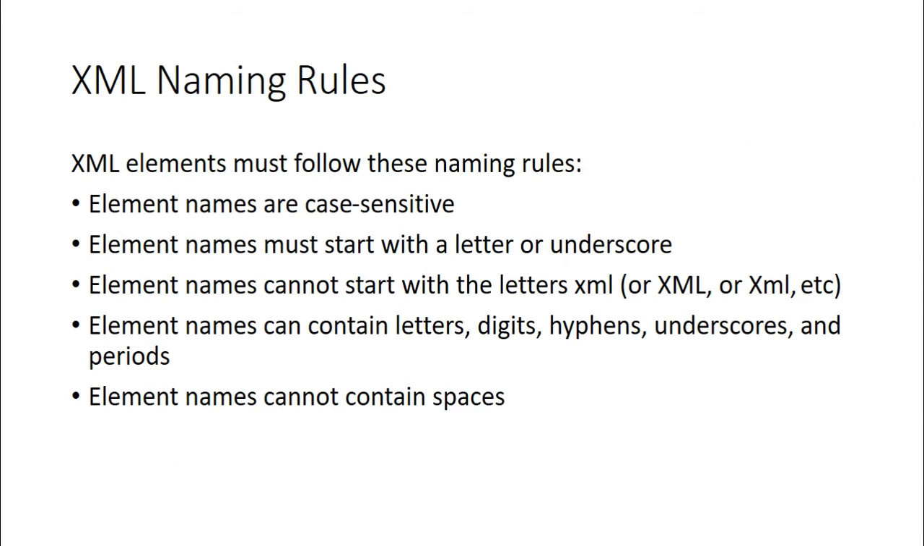Let us look at the XML naming rules. XML elements must follow these naming rules: element names are case sensitive. Element names must start with either a letter or an underscore. Element names cannot start with the letters XML. Element names can contain letters, digits, hyphens, underscores and periods. Element names cannot contain spaces. These are the naming rules that we need to keep in mind when we are defining XML elements.